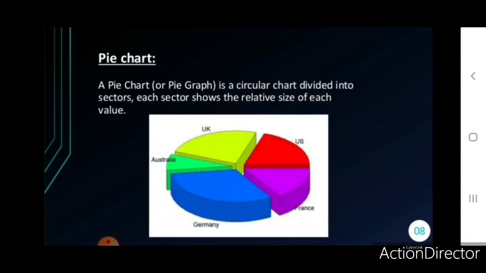Now the next one is pie chart. A pie chart is a circular chart divided into sectors. So it illustrates a relative magnitude or frequency. In other words, a pie chart or pie graph is a circular chart divided into various sectors. Each sector shows the relative size of each value.